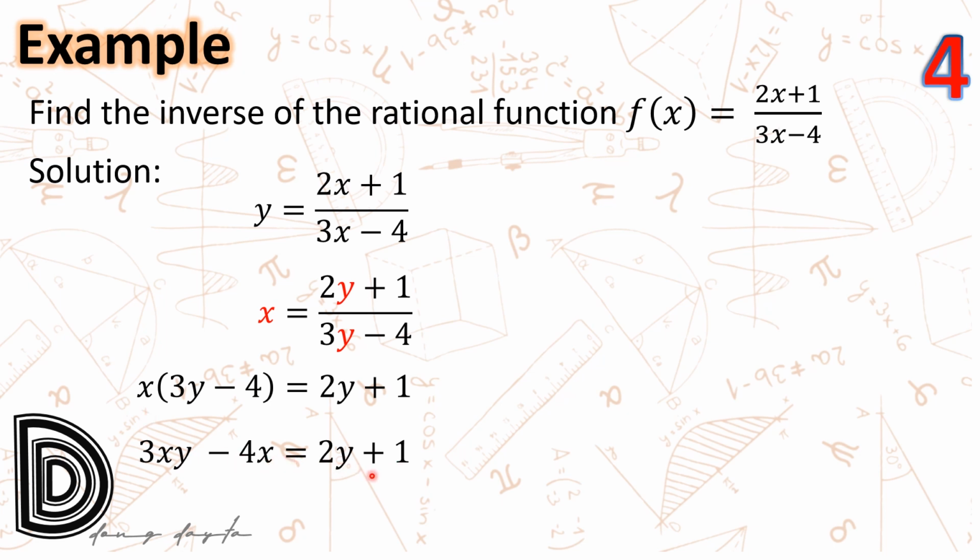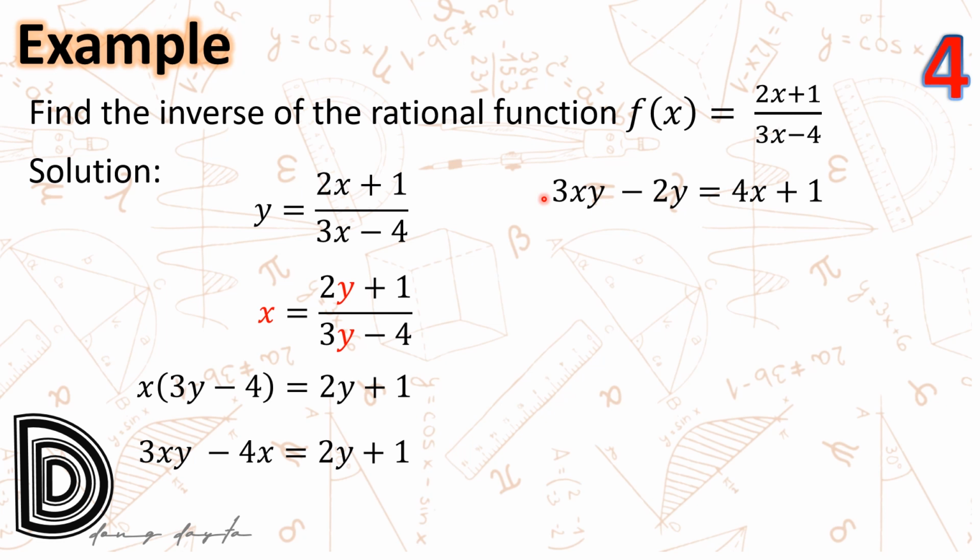So we can transpose 2y to the left-hand side by subtracting 2y from both sides of the equation, and then transpose minus 4x to the right-hand side by adding 4x to both sides of the equation. Then we will have 3xy minus 2y equals 4x plus 1.